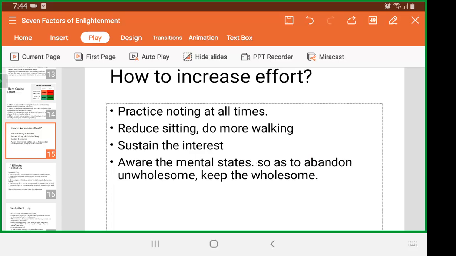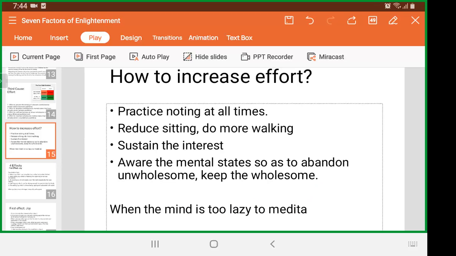So it goes for the rest of the 52 mental factors that happen, not at one time, but simultaneously. So keeping awareness of our mental state as well as our feeling. Good. So what if the mind feels lazy? What do you think? When the mind is too lazy to meditate, what should we do?